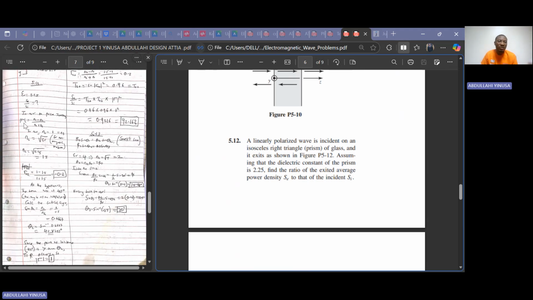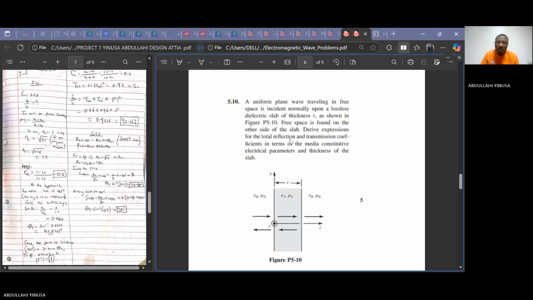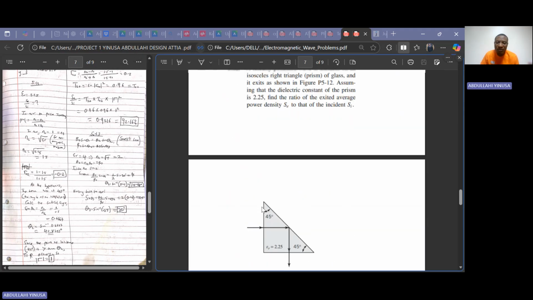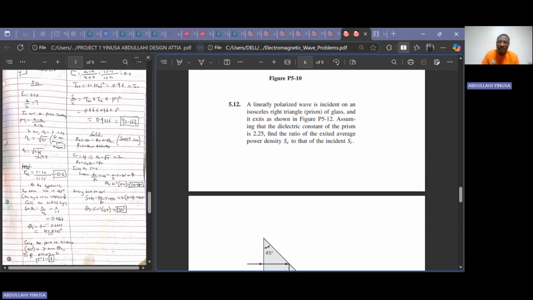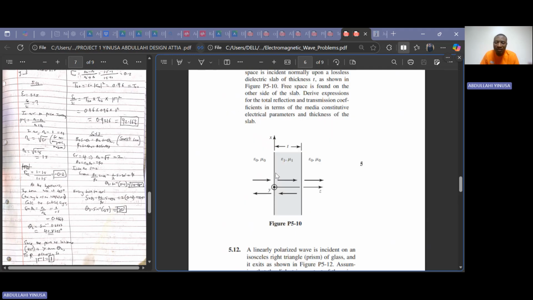See the reflection coefficient, 1 minus 1 for this place. That is our n equals what? 4.12. Yeah, this is it. Our epsilon r is given to be 2.25. It means our n2, which is the refractive index across this place, is equal to the square root of epsilon r, right?